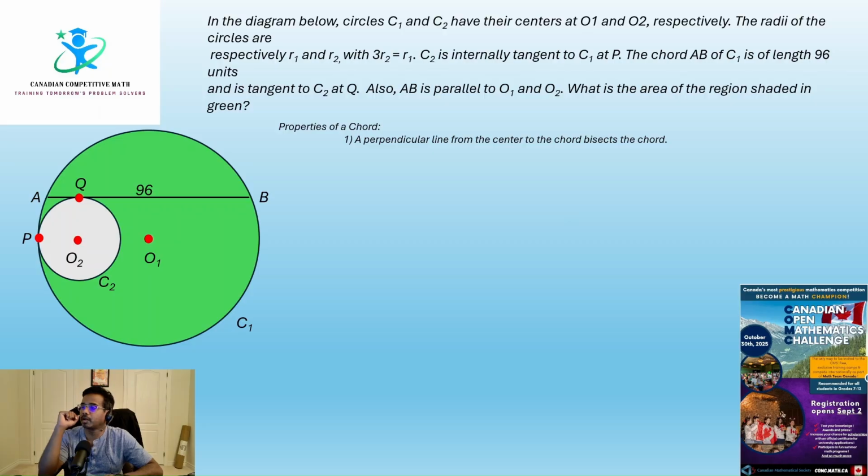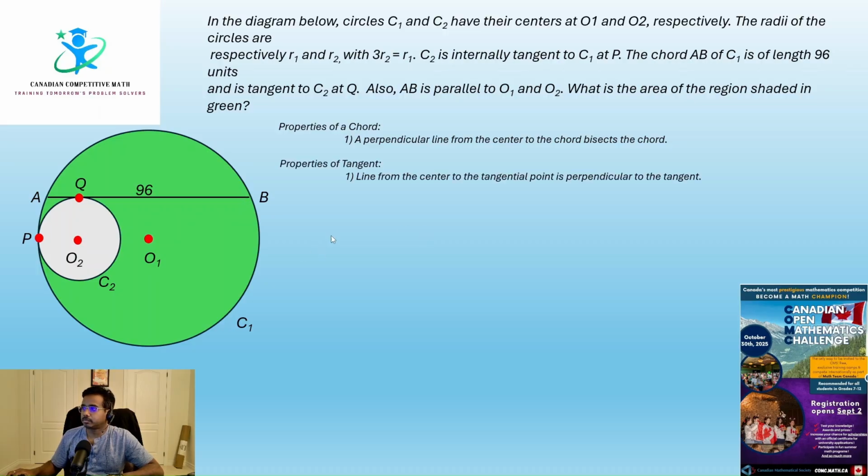To solve this problem, we need to understand a couple of properties related to circles. Property 1: a perpendicular line from the center to the chord bisects the chord. Say if I draw a line which is perpendicular to line AB from O1, that perpendicular line bisects line AB.